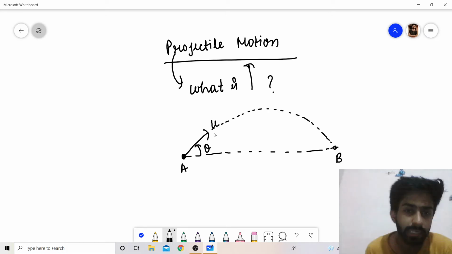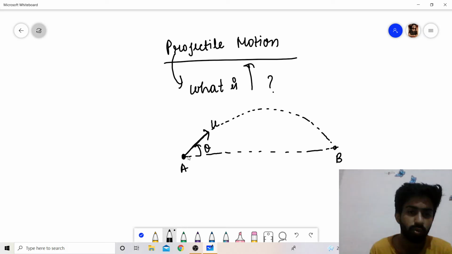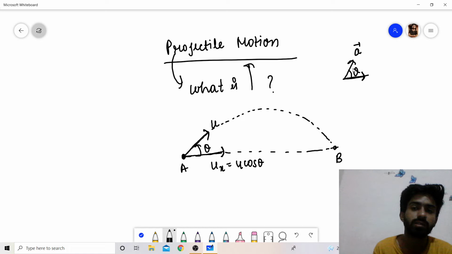In this condition, if we throw that ball with initial velocity u, then the ball has two components of velocity. One is in the horizontal direction, that is ux, and that is equal to u cos theta. As we already know about how we resolve any vector, if there is any vector a making an angle theta with the horizontal, then we can break this vector into two components.